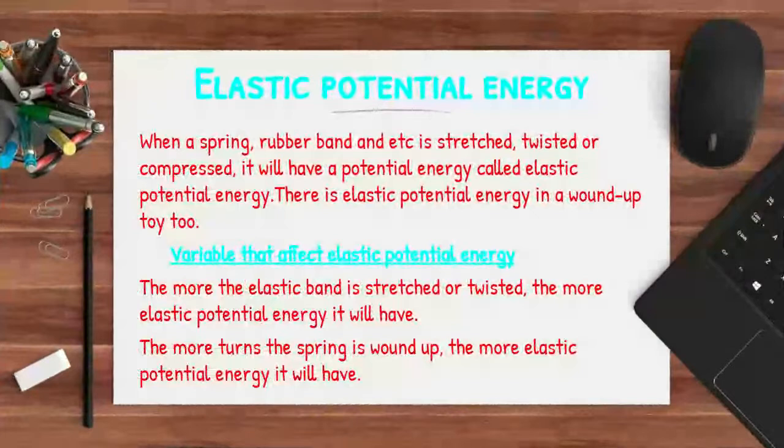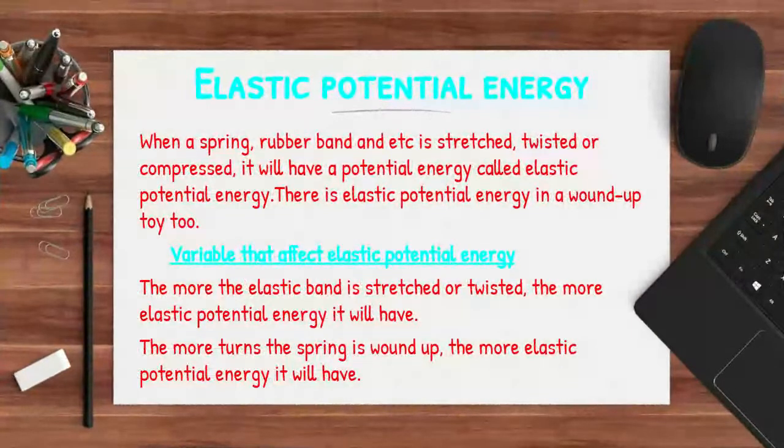Variables that affect elastic potential energy: the more the elastic band is stretched or twisted, the more elastic potential energy it will have. For example, when a rubber band of a catapult is pulled back, it will have more elastic potential energy than the rubber band which is pulled back less than the other.